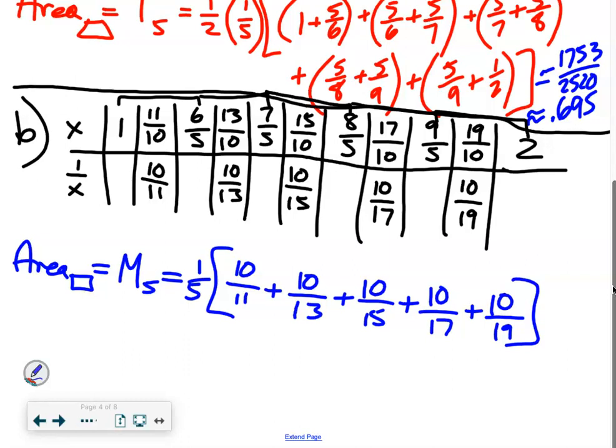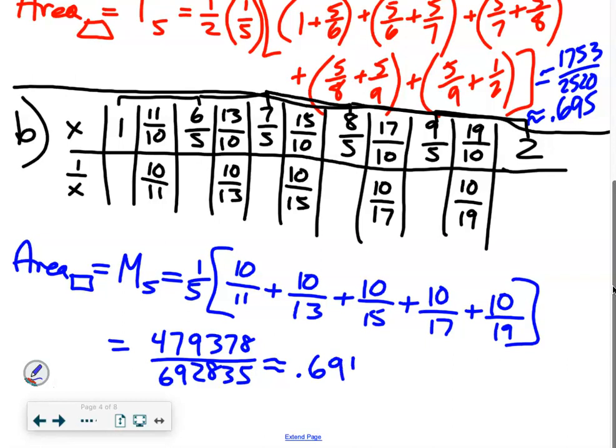All right, and this equals, you'll love this fraction, 479,378 over 692,835, which is approximately equal to 0.691 or 0.692. It's 0.6919. The trapezoid one was 0.6956, I think.